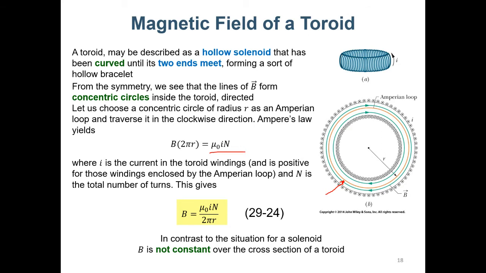So all going into the page, all of them are crosses. This one are dots. The inside loops are crosses, which means into the page. So you use the right hand rule. So this one should be the positive direction. So the B field should be clockwise.